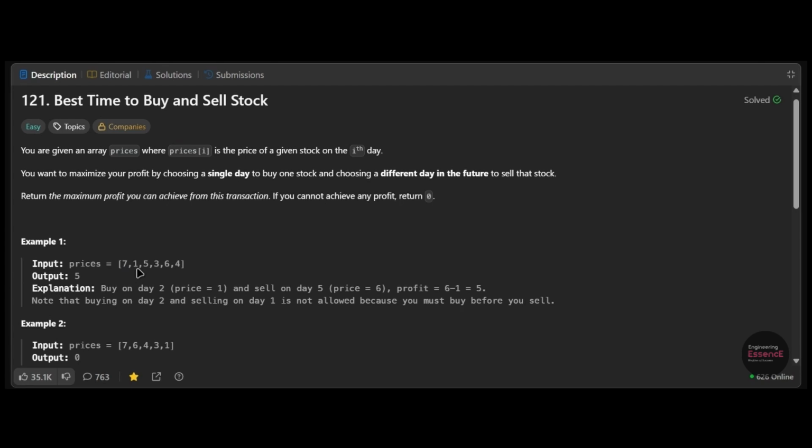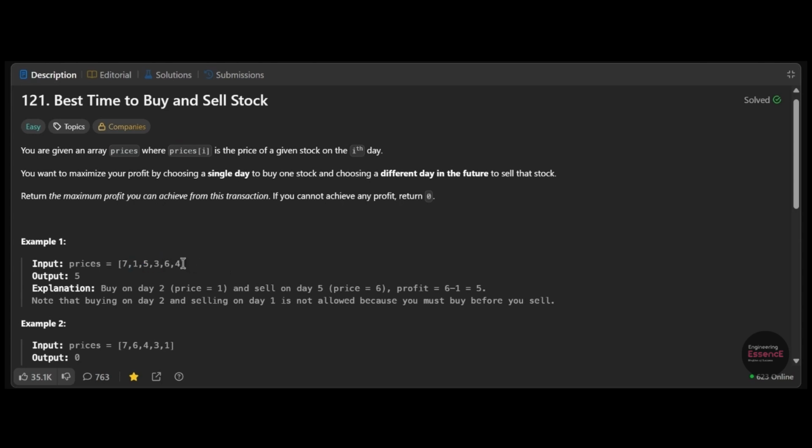We will buy the stock on the next day, when the price is 1. If we buy here and sell on the next day when the price is 5, we get a profit of 4, since 5 minus 1 is equal to 4. We need to check on which day we get the highest profit, because the problem says we have to maximize the profit. If we sell the stock on the next day when the price is 3, we get a profit of 2.